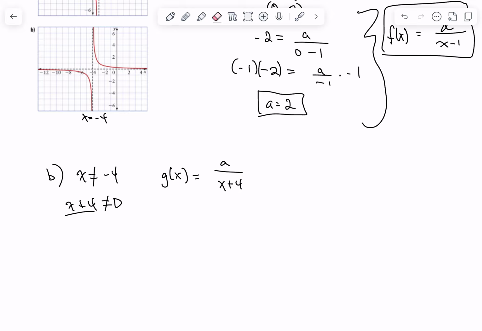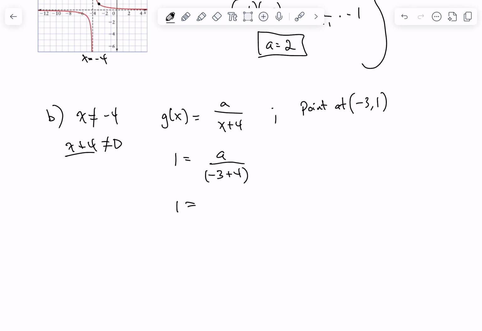And so what I see, you can pick any point, really. Like, there's a couple available to you pretty nicely. There's one there. Okay, there's a point at -3 and 1. Okay, so 1 is going to equal a over -3 plus 4. Okay, and so we can just solve for a. We're going to get 1 is equal to a over 1, multiply both sides by 1, you're going to get a is equal to 1 in this question.